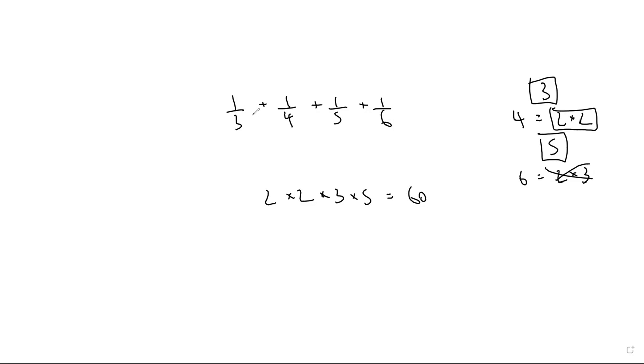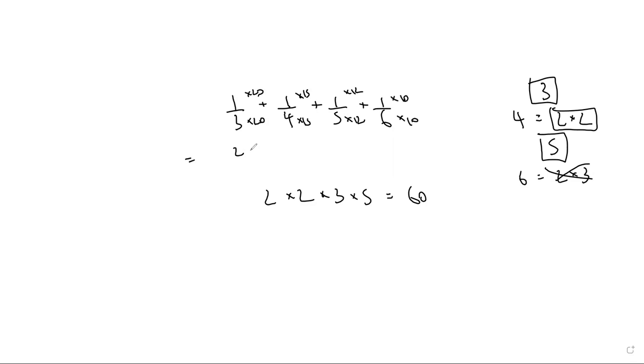Okay, so 3, let's multiply that by 20. So 4 times what equals 60? That would be 15. 5 times what equals 60? That would be 12. And then 6 times what equals 60? That would be 6 times 10.